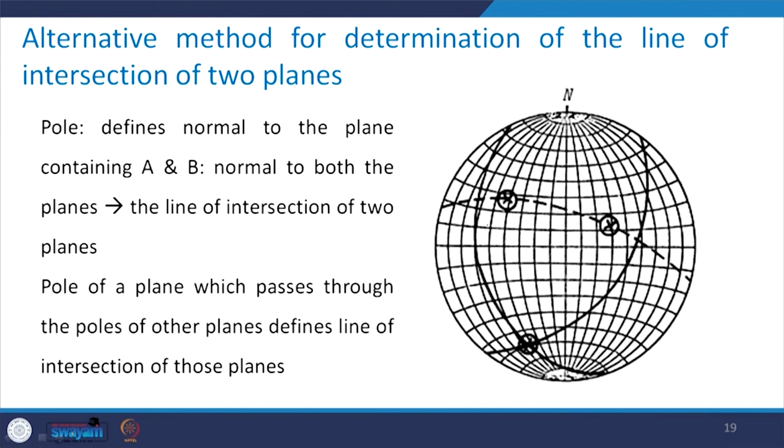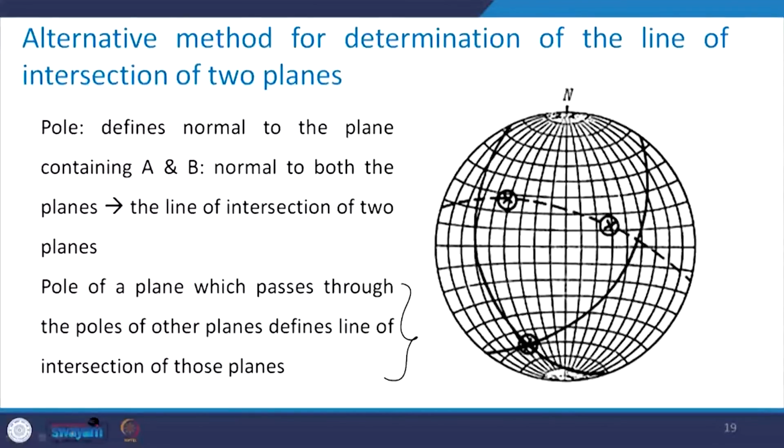Because this pole defines the normal to the plane which contains these two planes, A and B, which is normal to both the planes, that will give us the line of intersection of these two planes. So the pole of a plane which passes through the poles of the other planes defines the line of intersection of those planes. Please remember this. This is a very important statement: the pole of a plane which passes through the poles of the other planes defines the line of intersection of these two planes. You see, it is one and the same thing.